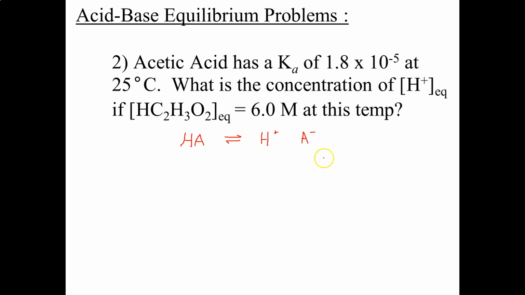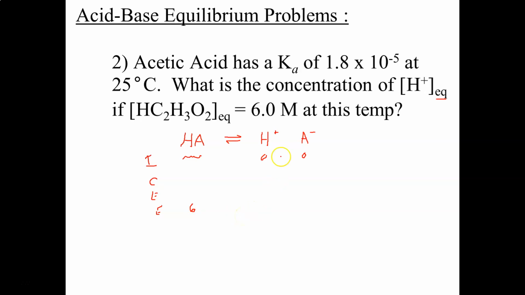Okay, it gives you the Ka value, and it says what's the concentration of the hydrogen ion at equilibrium if the equilibrium acetic acid concentration is 6 molar. Okay, so I don't have an initial value here for my IC table. This is something, I don't know what it is. This is 0 and 0, obviously. Some change is going to occur, like you do the rest of your IC table, I, C, E, right? And at equilibrium, this HA is 6 molar.